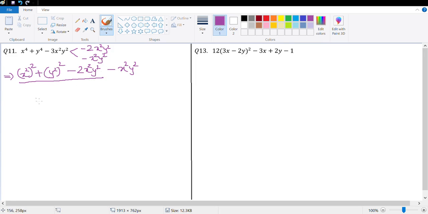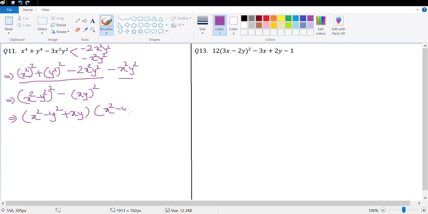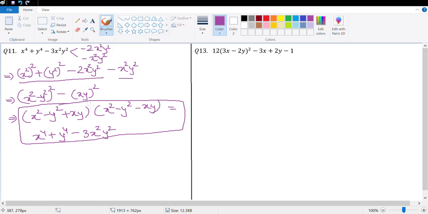The first three terms are nothing but x square minus y square the whole square, and this can be written as xy the whole square. So this is a square minus b square, which means x square minus y square plus xy multiplied with x square minus y square minus xy. I notice this cannot be further factorized, so that's our final answer. You would represent it as this is equal to x to the power 4 plus y to the power 4 minus 3x square y square. Right, so that's our final answer.